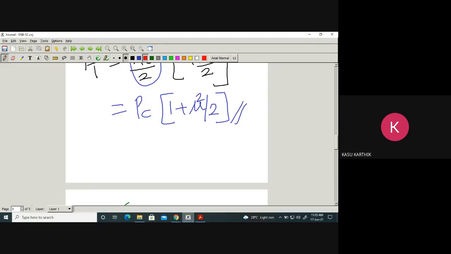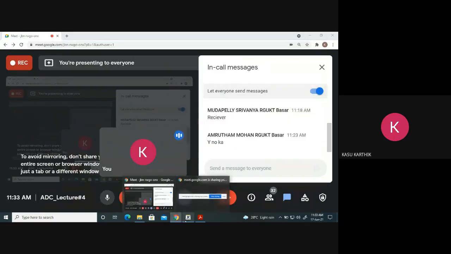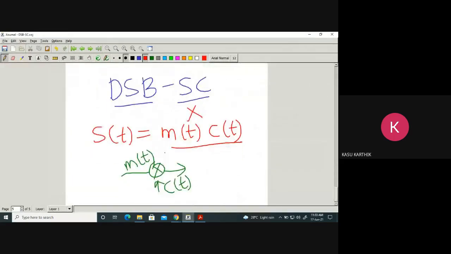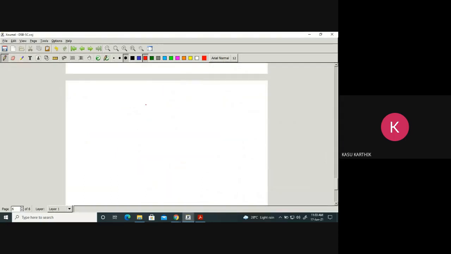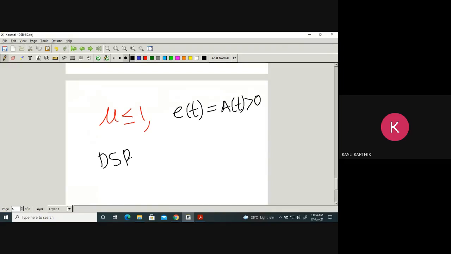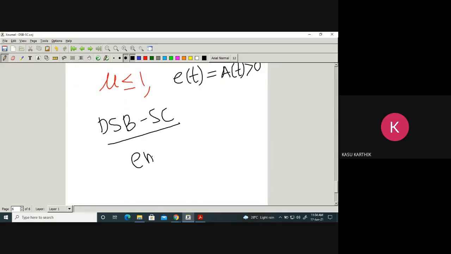So the question is why there is no Ka in case of DSBSC. Here I told you we take mu less than or equal to 1. Why? Whenever mu is less than or equal to 1, we get the envelope same as the amplitude, that is positive. In DSBSC, we don't need the envelope to be positive. In DSBSC, the envelope need not be proportional to m of t.